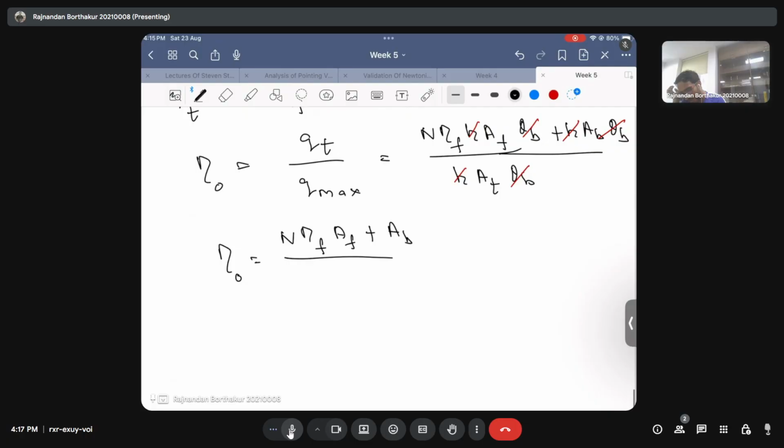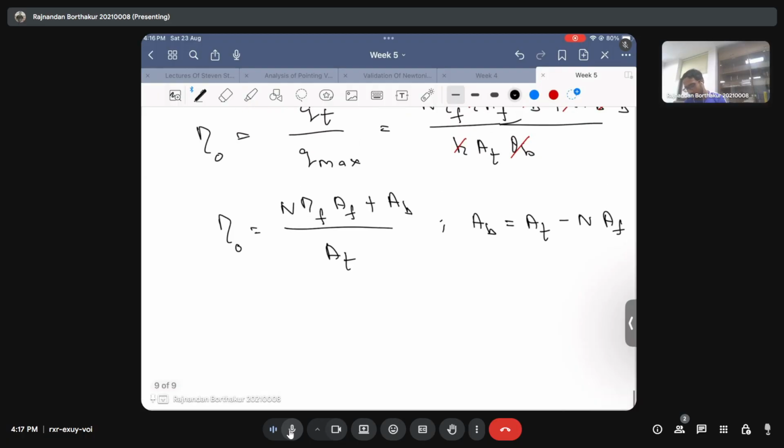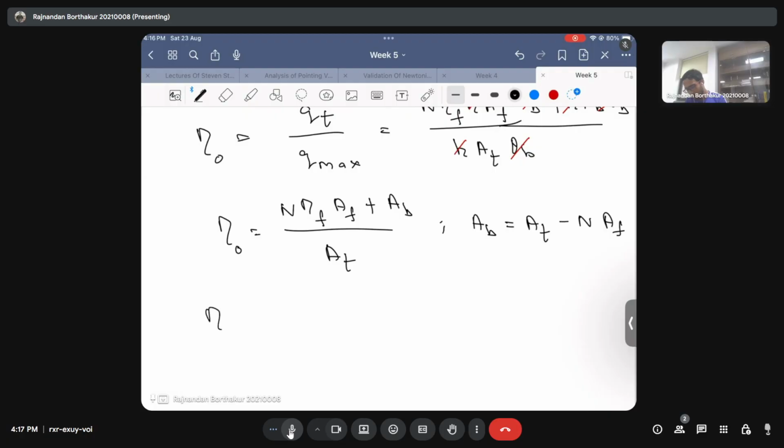Now the point is we don't know what the bare area is. But we can calculate the bare area from the total area, because my Ab will just be At minus n times Af, because the bare area is just the total area minus the fin area times the number of fins. That's what we are doing. So then my efficiency will look like eta o is n times eta f times Af plus Ab, where Ab is At minus n times Af, all divided by At.